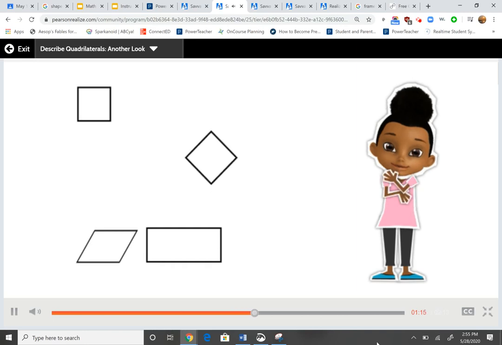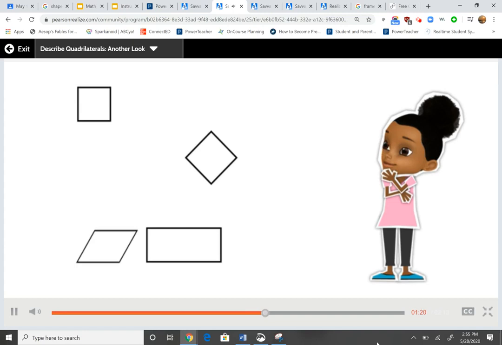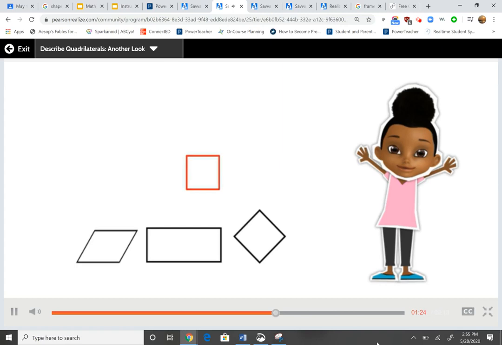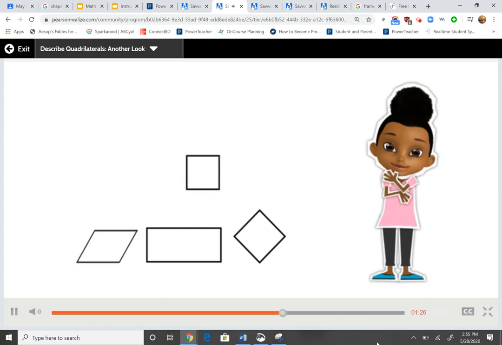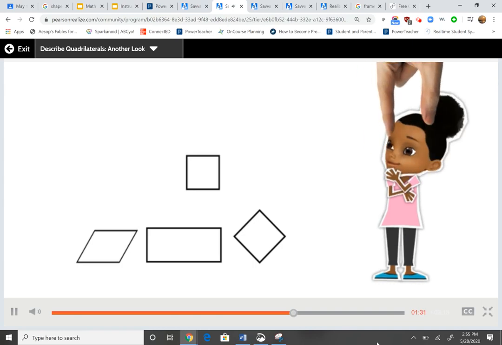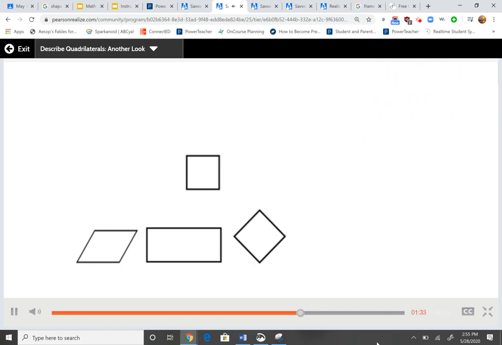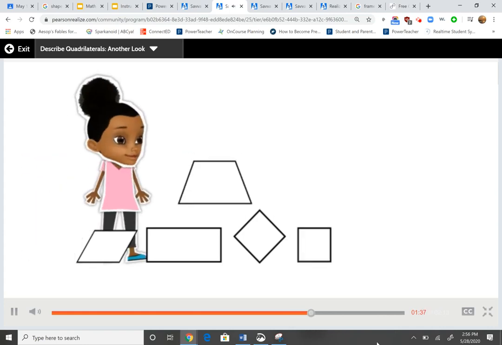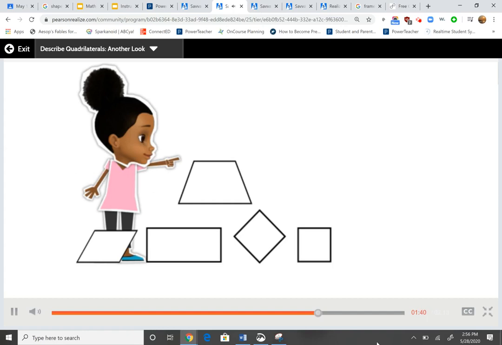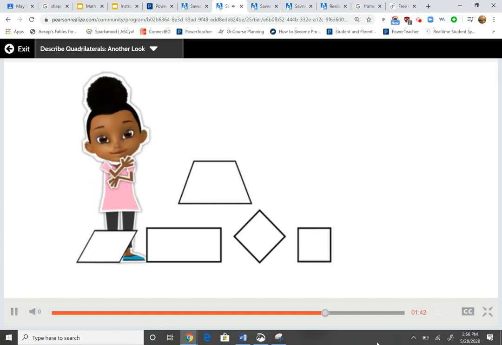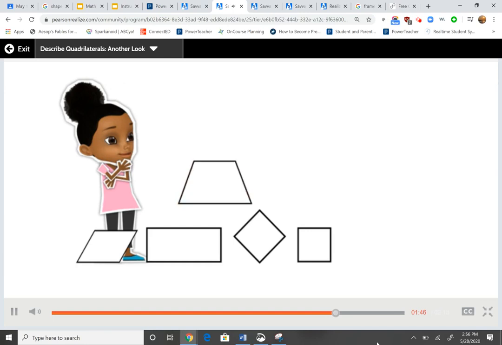Next is a quadrilateral called a rhombus. A rhombus is a parallelogram with four equal sides. A square has four equal sides. Right again. Just like a rectangle is a type of parallelogram, a square is a type of rhombus. It's a rhombus with all right angles. Now for our last quadrilateral. I know that one, a trapezoid. Right, this one has exactly one pair of parallel sides.